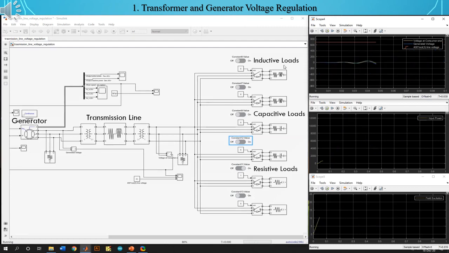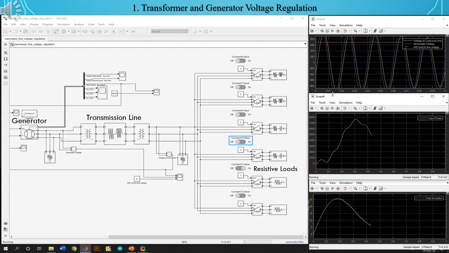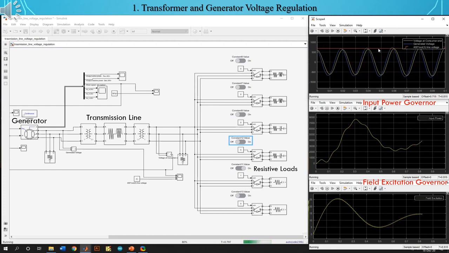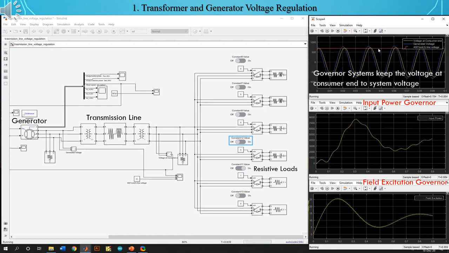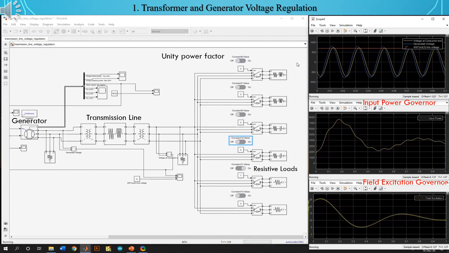Now we are going to simulate transmission line and generator voltage regulation for different kinds of loads. We are only considering one generator and transmission line for simplicity. Here we can see that the governance systems are adjusting field excitation and input power and thus keeping the voltage on the consumer side to the system voltage and frequency. The system is now operating at steady unity power factor.